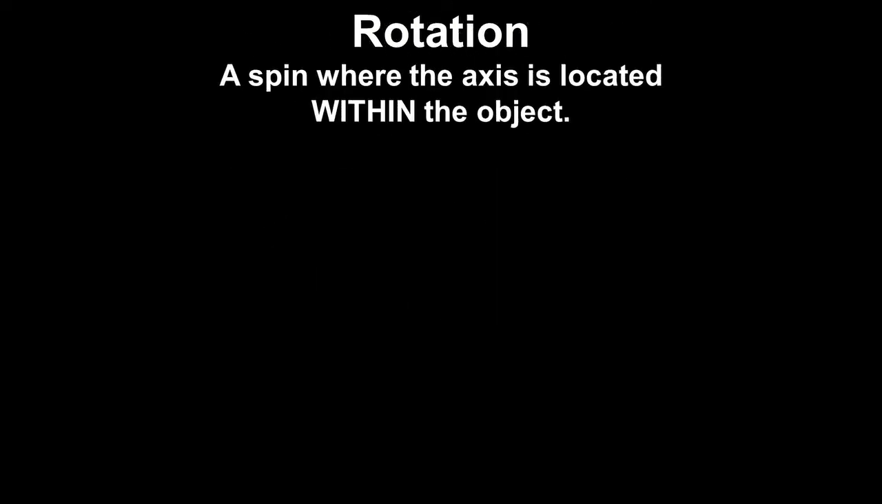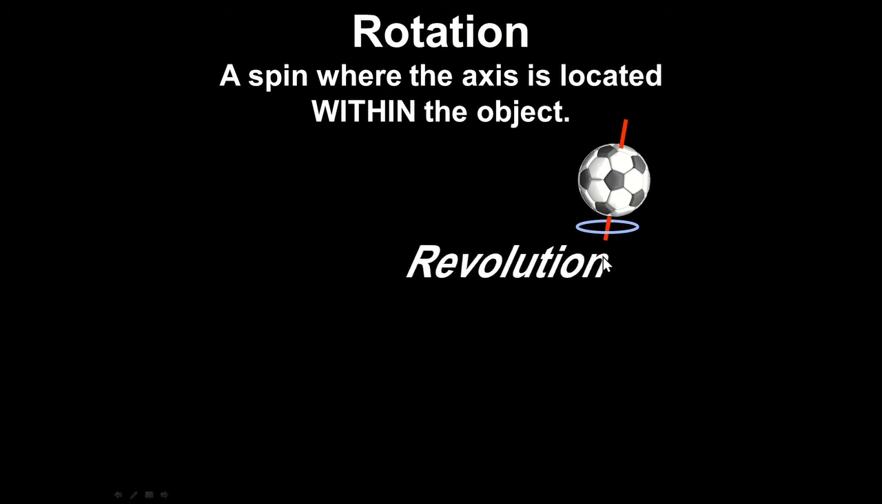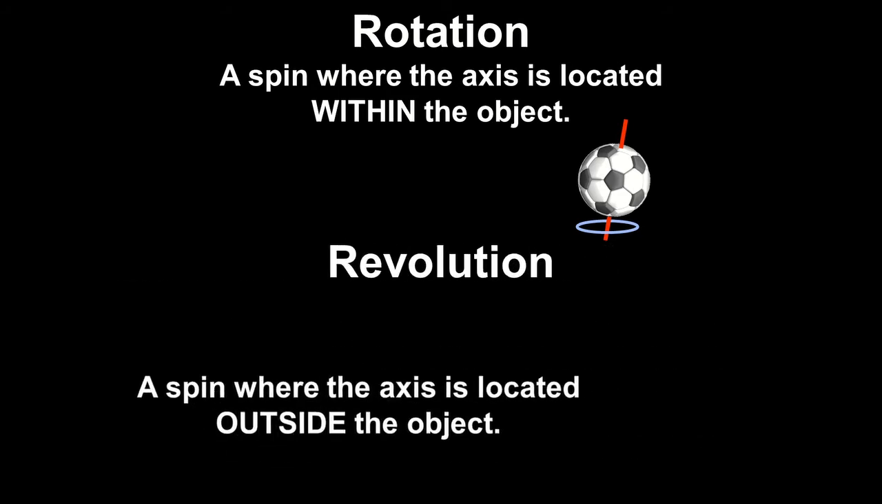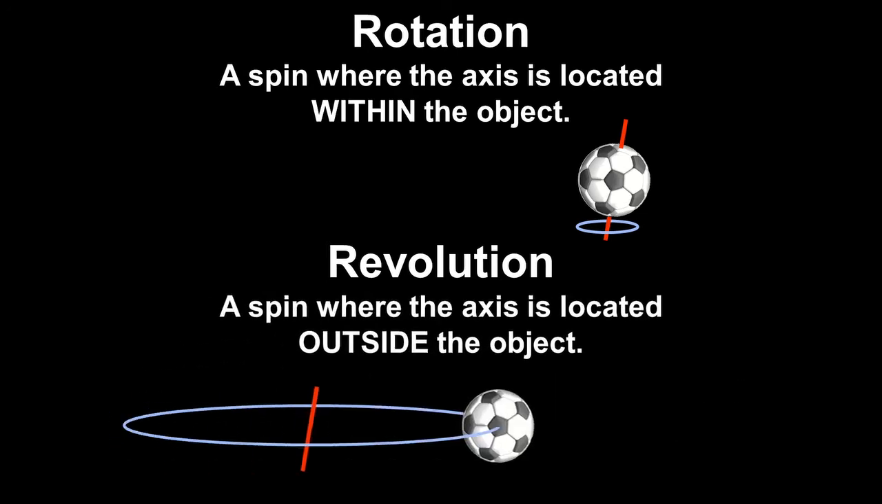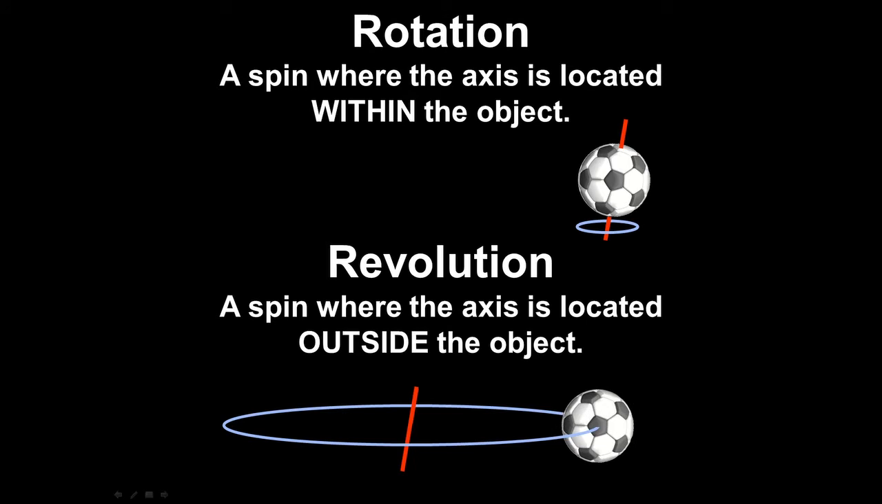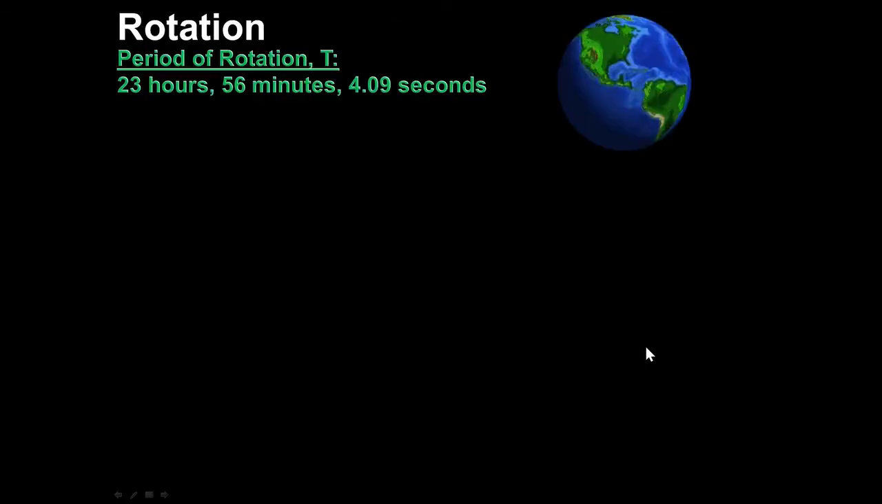First thing we're going to do is just simply take care of a couple vocabulary words. The one word here is rotation, and it's simply when something's spinning, the axis is located within the object itself. So a soccer ball could be spinning around like this, and this is the axis. Revolution would be the counterpart to that, but this is a spin where the axis is located outside of the object. So the ball could be revolving around this axis or rotating about that axis.